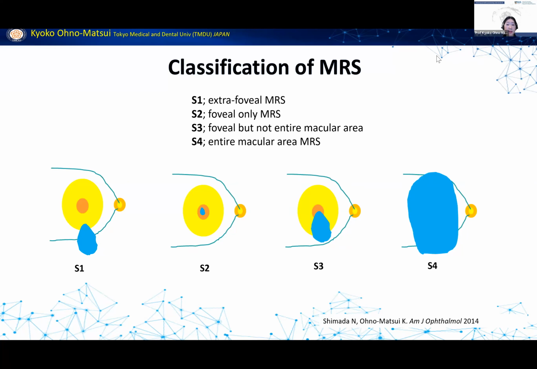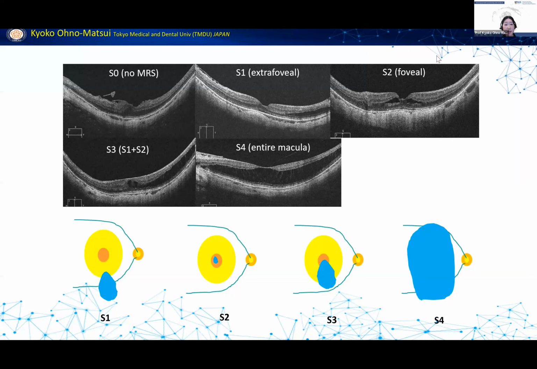S1, extrafoveal retinoschisis. In many cases, retinoschisis starts along the retinal artery and around the optic disc. And S2 is foveal only. S3 is both S1 and S2, but does not cover the entire macula. And S4 is the entire macula. So these are representative OCT images in each category. S0 is no retinoschisis. S1, as shown in this OCT image, is extrafoveal. And S2 is foveal only retinoschisis. And S3 is a combination of S1 and S2. And S4 is the entire macula in a 6 millimeter OCT image.